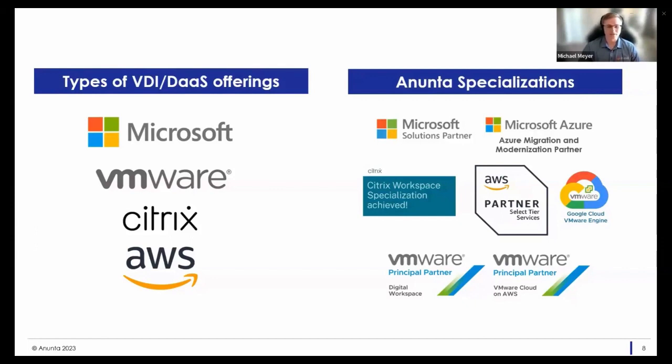Then talking about VMware, VMware Horizon can be deployed on a variety of cloud providers as well as on-premise deployments, and can meet pretty much any need.